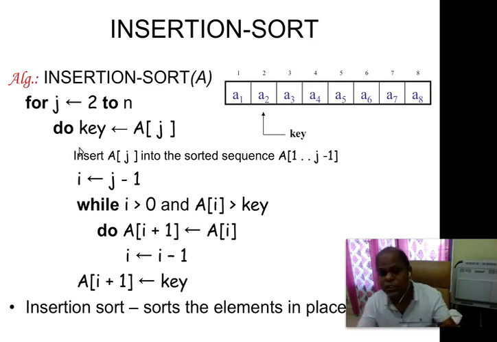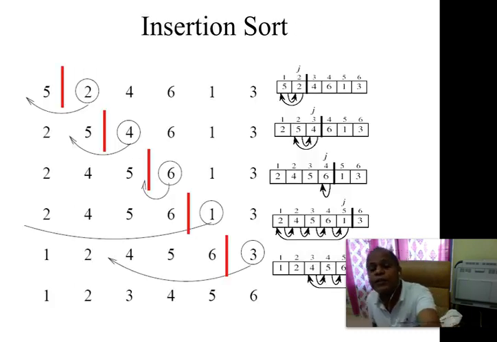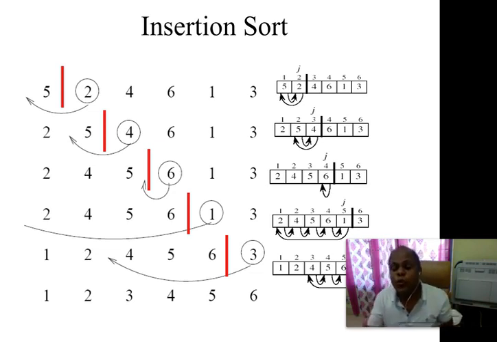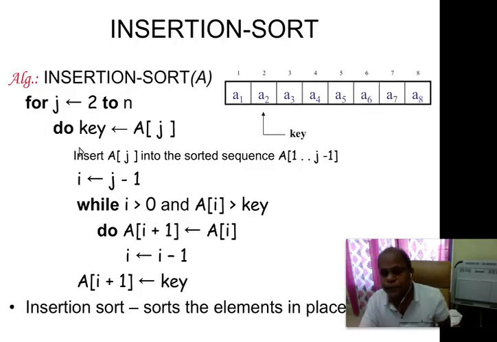A2 will be key means at the A2 position, 4 will be placed. Hence, in this way, slowly it will go on taking elements from the subarray which is not sorted, one by one, and inserting them in their proper position of the sorted subarray. This method is called insertion sort.